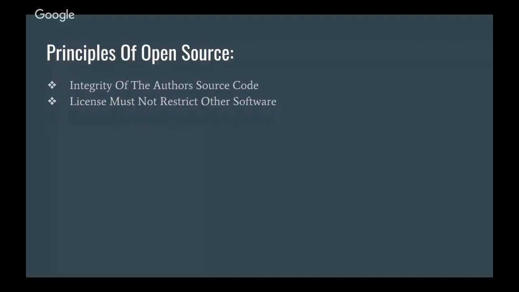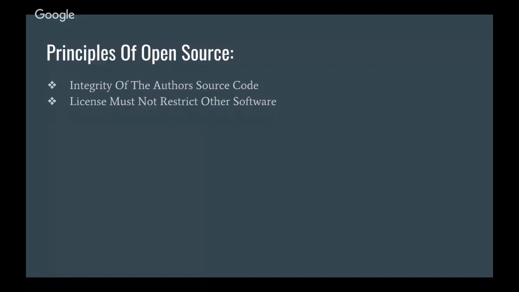The integrity of the author's source code, and then the license must not restrict other software. The license may not restrict source code from being distributed in modified form only. The license allows the distribution of patch files with the source code for the purpose of modifying the program at build time.